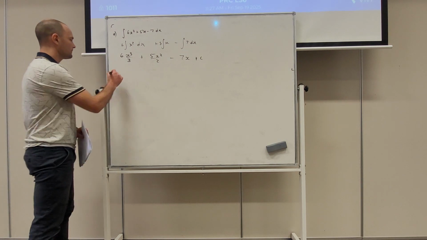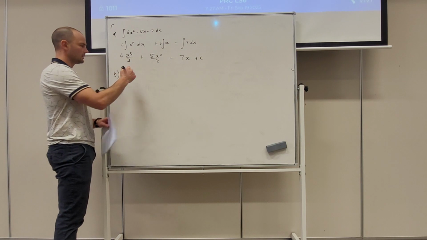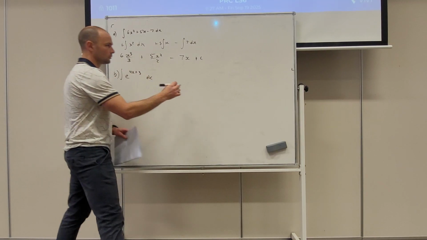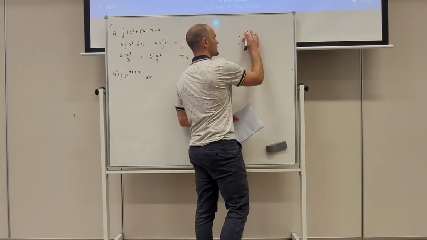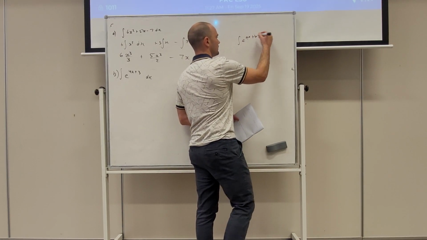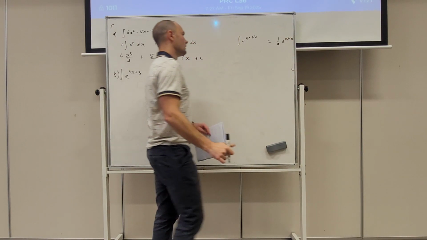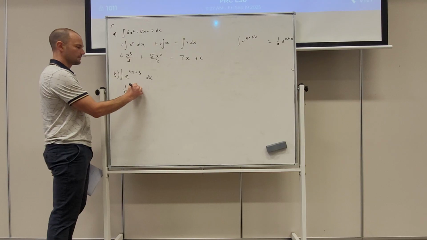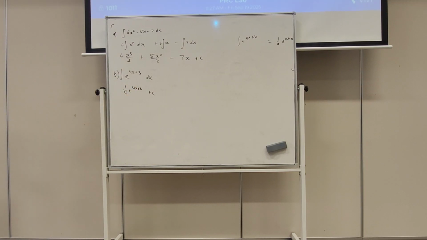Okay, on to b. We have e to the 4x plus 3. Now the rule for e is if we have e to the kx, or ax plus b, it goes to 1 on a, e to the ax plus b. So in this circumstance, when we integrate it, we'll have 1 on 4, e to the 4x plus 3, plus c. All right, on to c.